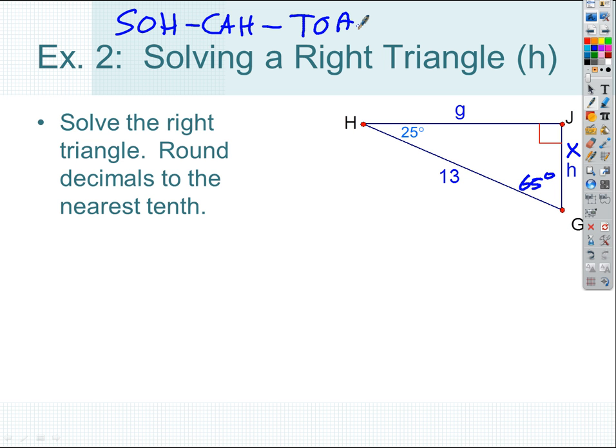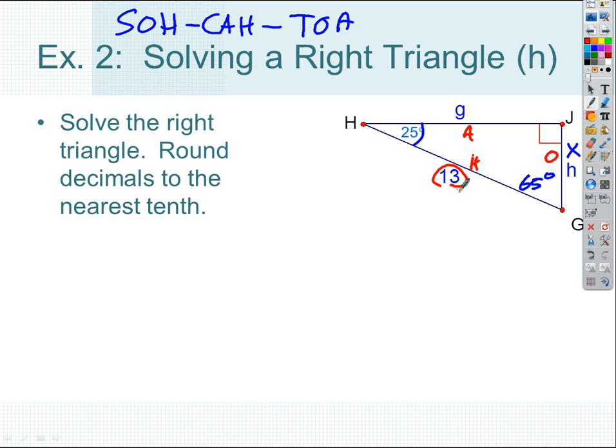So from the perspective of, say, that 25-degree angle, how would I label the sides? What label would I give to this side? O. How about this one? A. How about this one? H. And so I want to use the sides that I know and am trying to find, right?